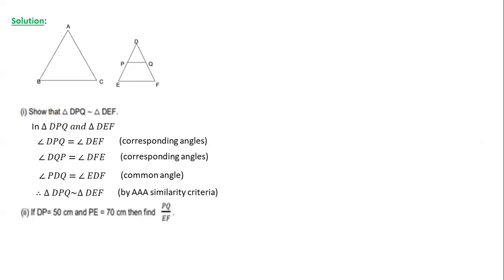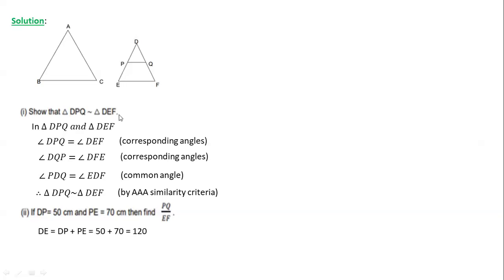DP is 50. What is DP here? That means this length from here to here, DP is 50 and PE is 70. Now we have to find PQ upon EF. PQ is a part of the small triangle, EF is a part of the full triangle. So we need to know the length of side DE of the bigger triangle. What is DE? DE is equal to DP plus PE.